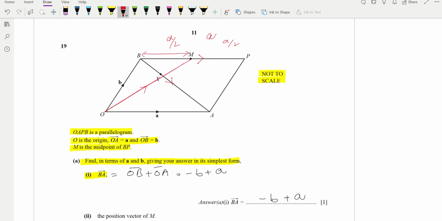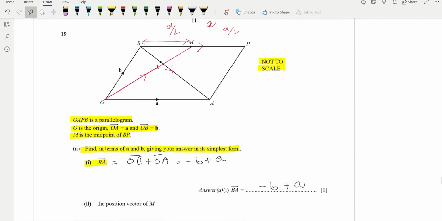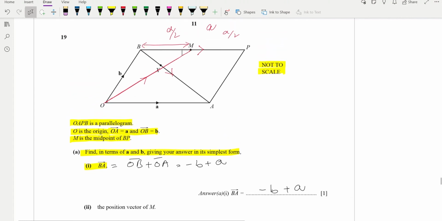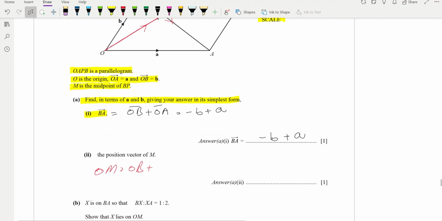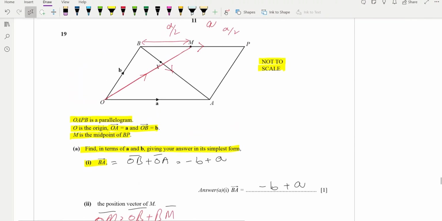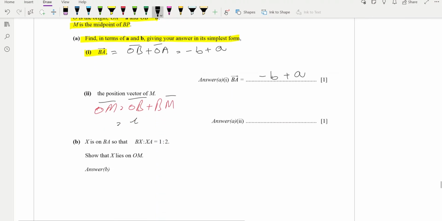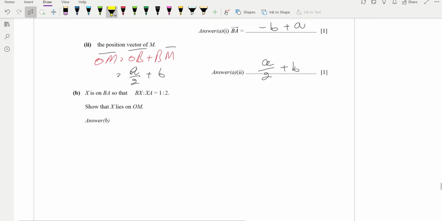This length will be A by 2. Hopefully you understand this. Now we can take OM will be equal to OB plus BM. So OM will be equal to OB plus BM, and this will be equal to what? This will be equal to OB is B plus A by 2. So we can write A by 2 plus B, and A by 2 plus B will be the final answer for this one. We are done with the second part.